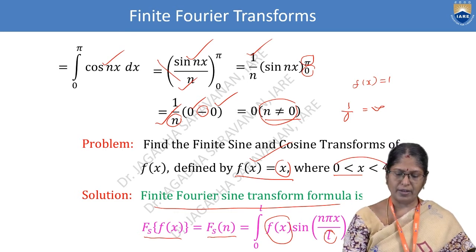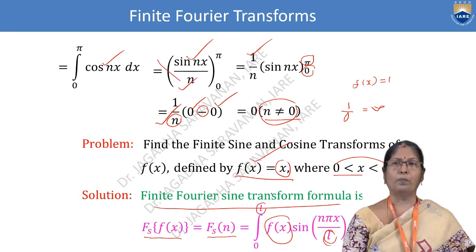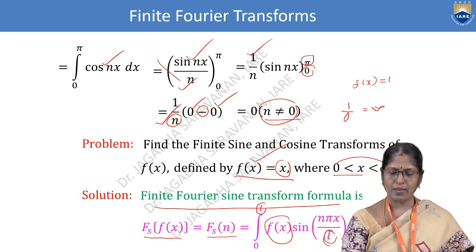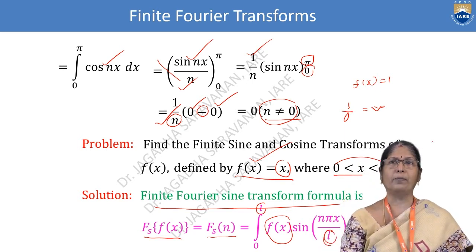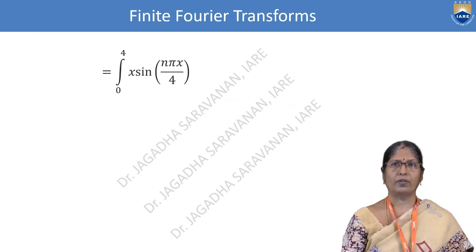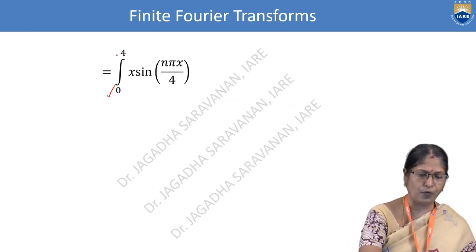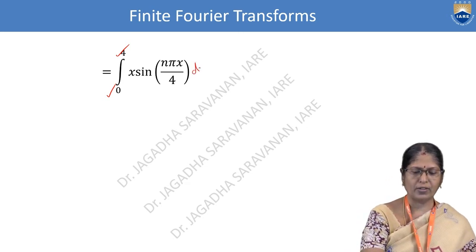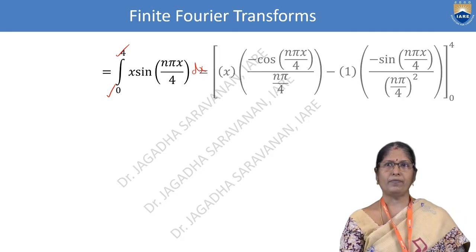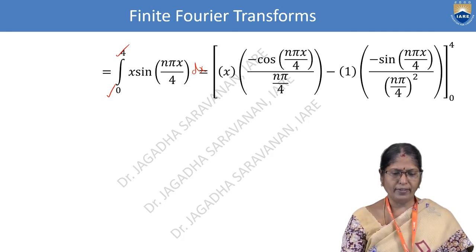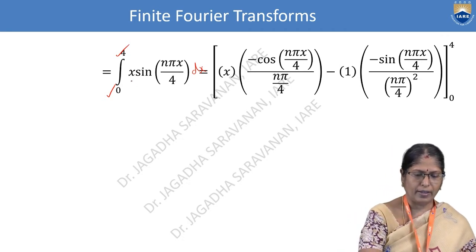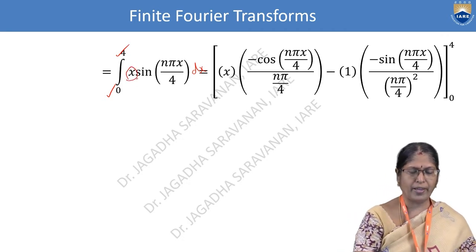Where is L? Here and here. Both the places, L is to be replaced by 4 according to our problem. So the integral from 0 to 4 of x sine of n pi x by 4 dx is to be written here. So we do the integration.